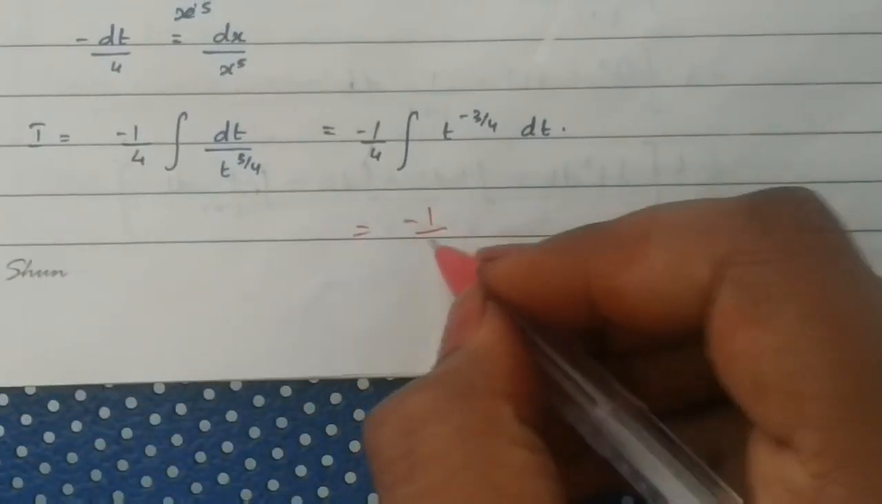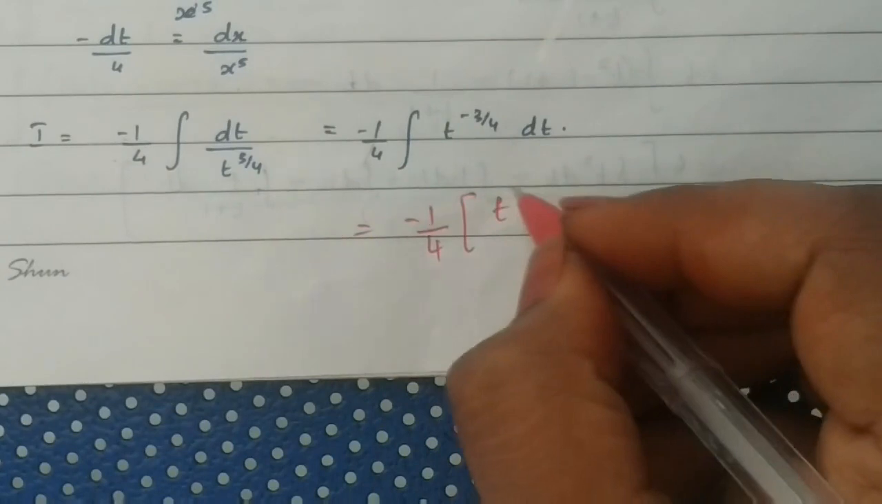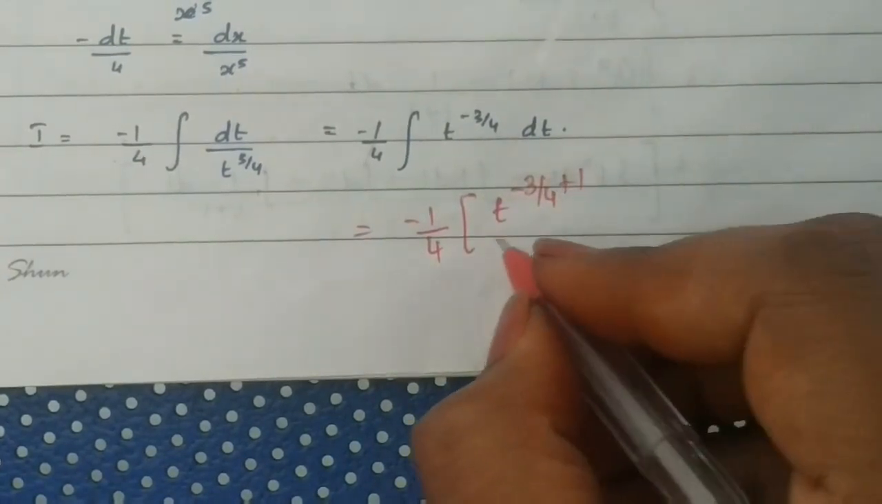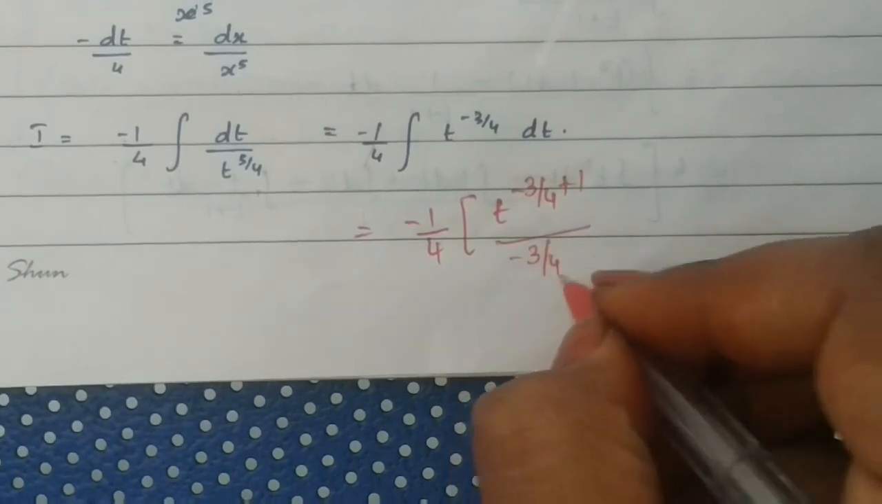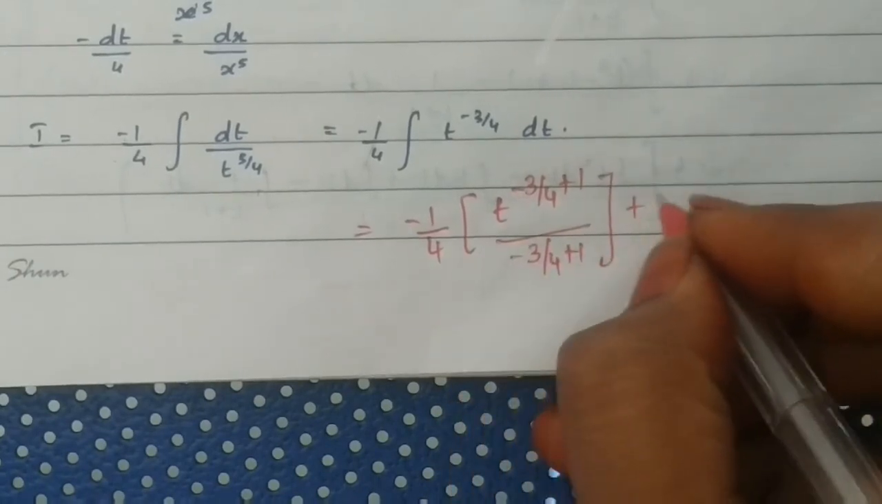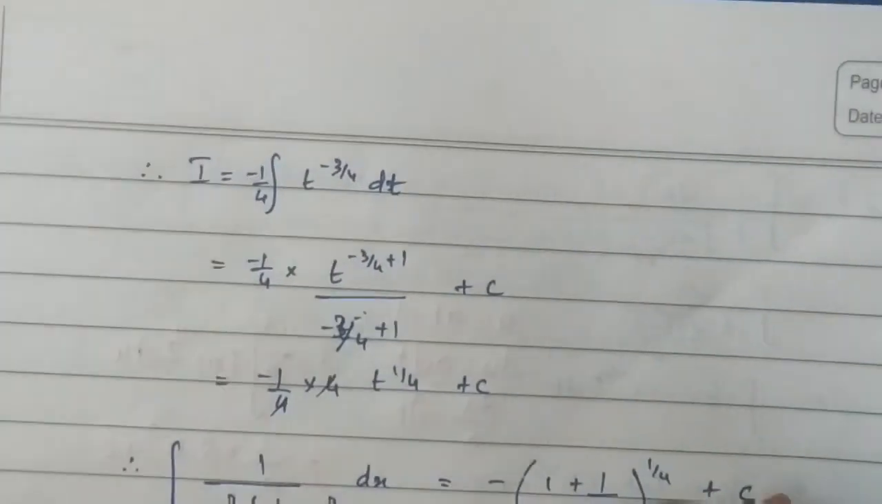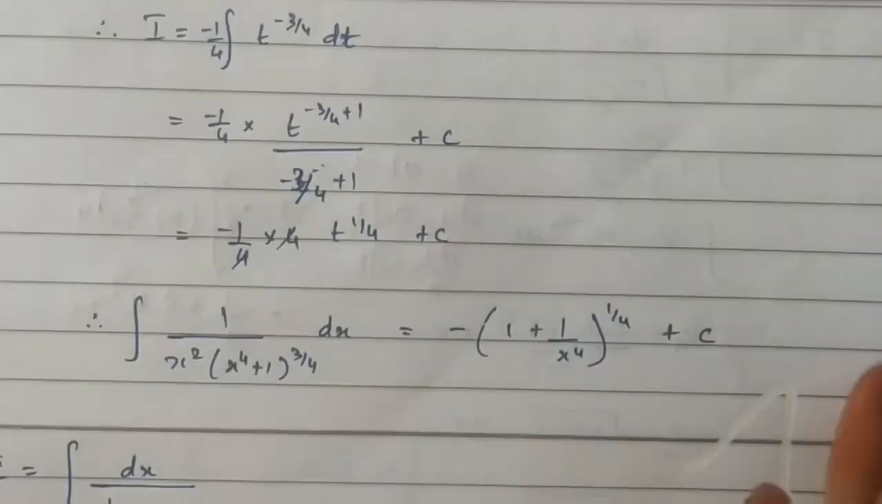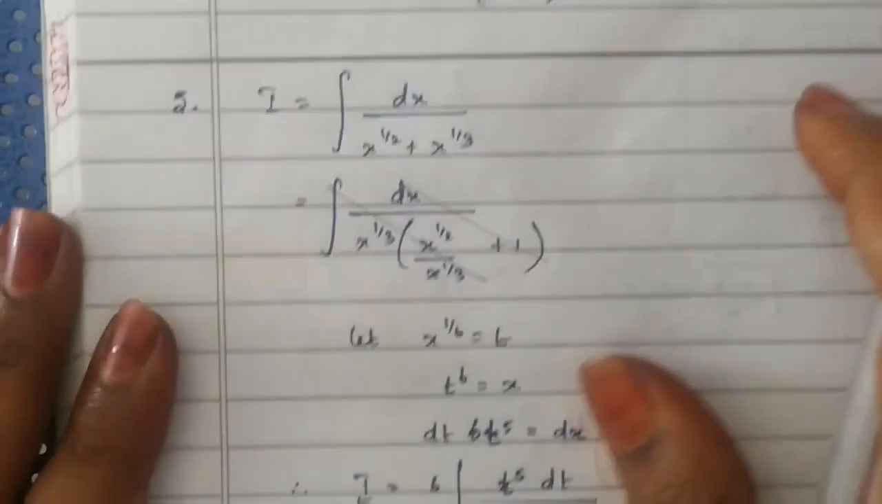Therefore it is minus 1 by 4 t power minus 3 by 4 plus 1, that becomes 1 by 4, divided by minus 3 by 4 plus 1, plus c. This you can reciprocate and write in the next step. Therefore this is the value of the integral. Let us move on to the next sum.